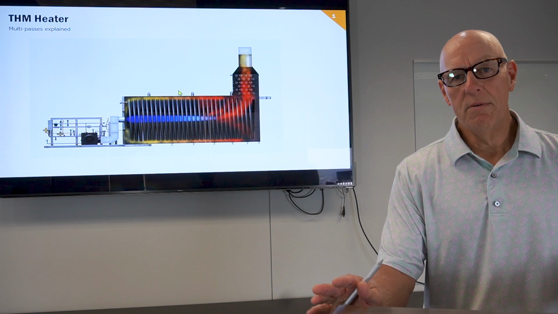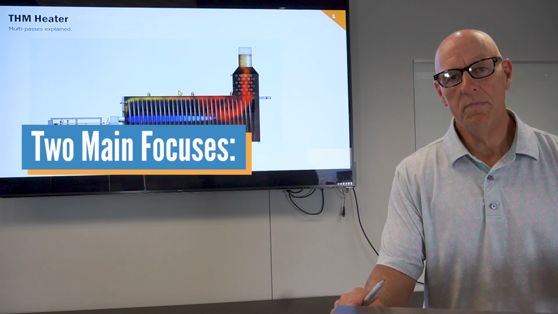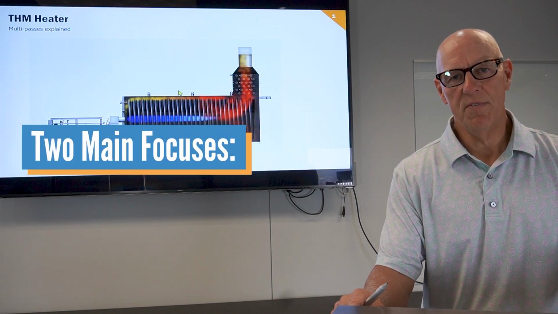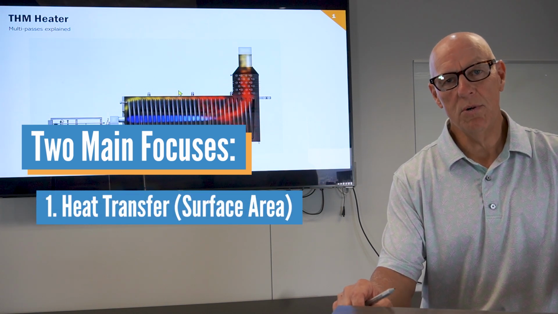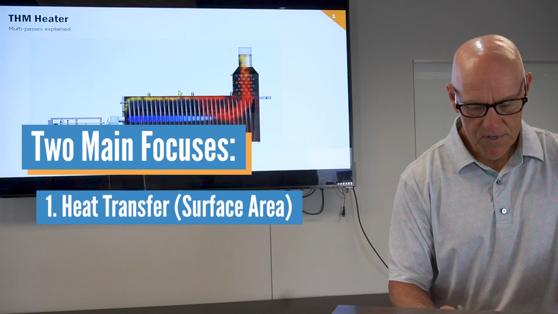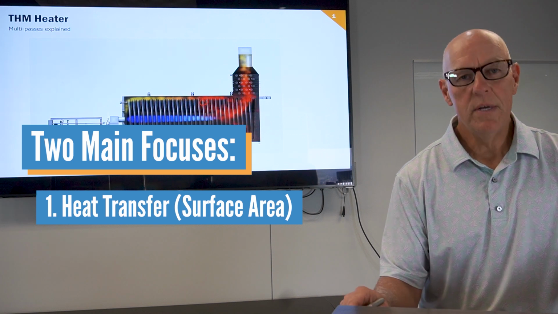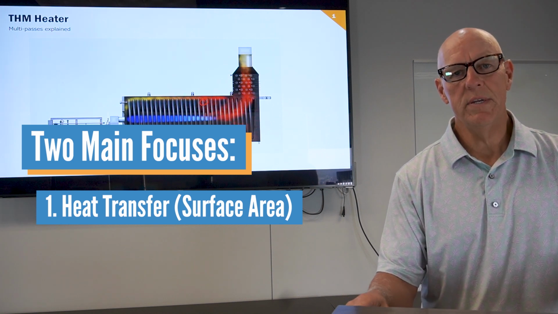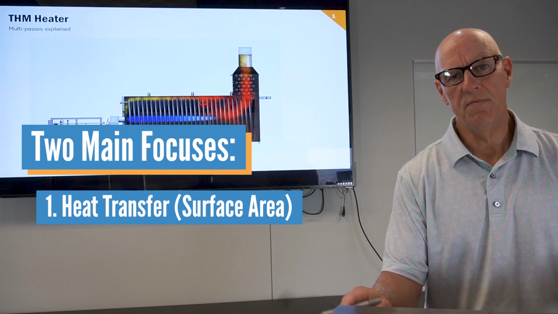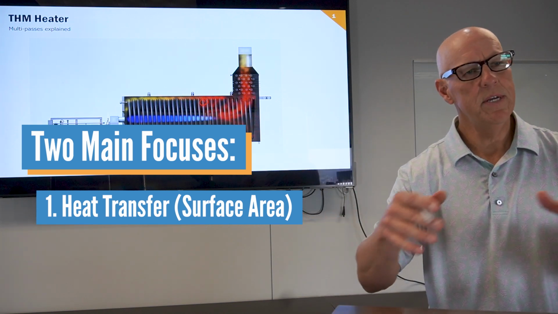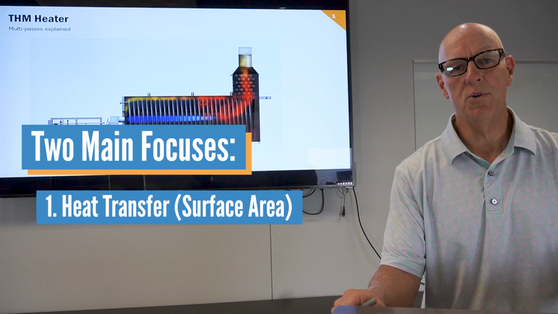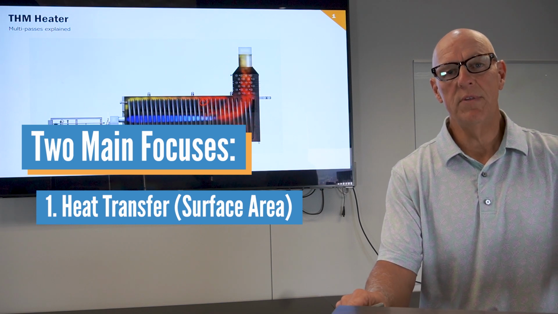As a heater designer, as I look at designing the coil, I have two things that I really have to focus on. One is obviously the heat transfer. I have to make sure that there's enough surface area of this coil to get the heat into the fluid that you've asked for. Effectively to raise the temperature of the fluid from, let's say, 300 degrees to 400 degrees. I have to make sure there's enough surface area to do that.